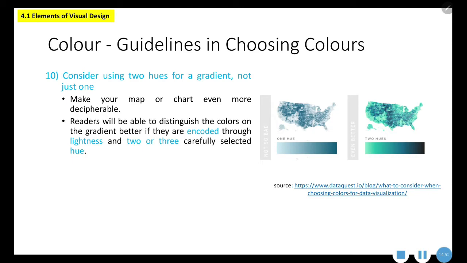You can make your map or chart even more decipherable, so readers will be able to distinguish the colors on the gradient better if they are encoded through lightness and 2 to 3 carefully selected hues. Lightness means we can see the gradient here from the brightest to the darkest, but then we use a combination of green and blue. So it's better than this. We use 2 colors for the gradient rather than just one.